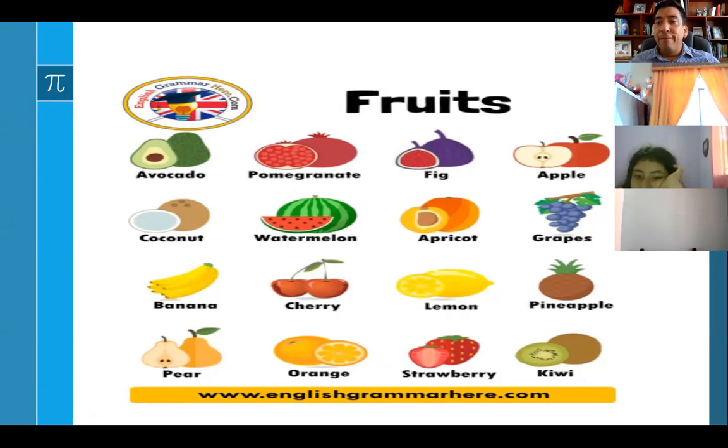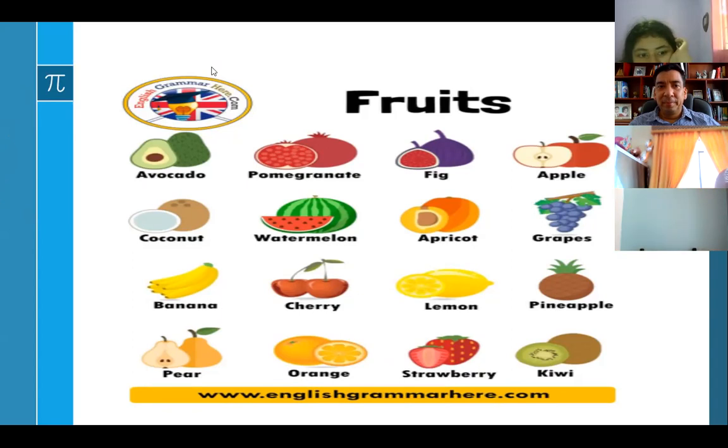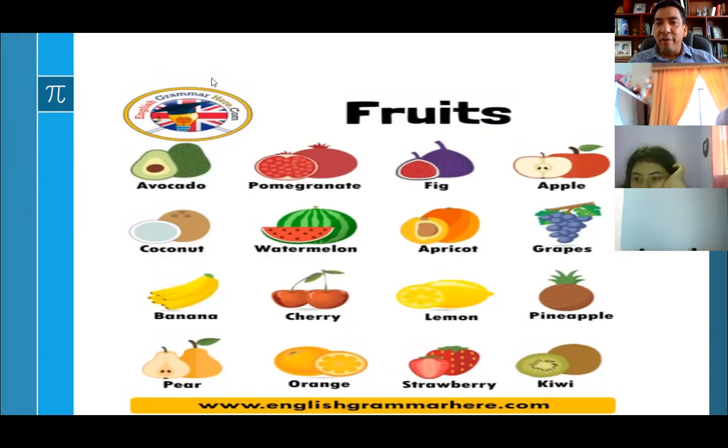There are more fruits in this vocabulary. For example, what? Another fruit that you remember. What is another fruit that you remember? That is not here. Dayanara. Blueberry. Blueberry. Another one. Another one.